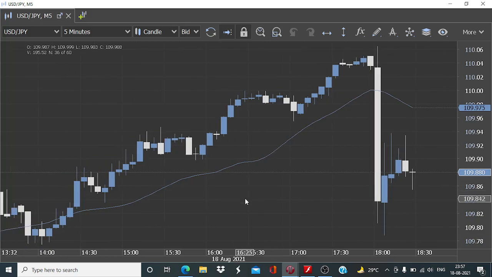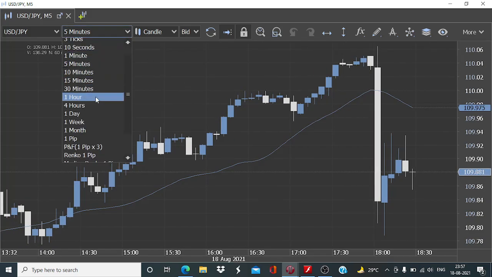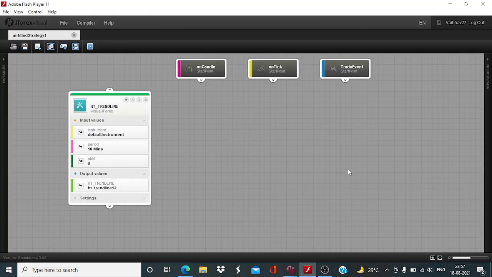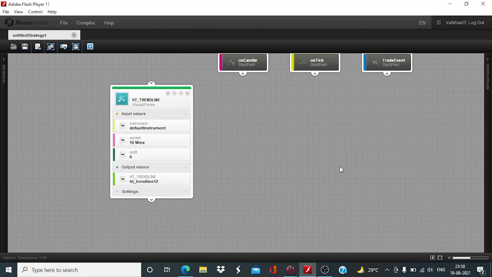Now let us head back to the Visual JForex board, where we will have to add the blocks.